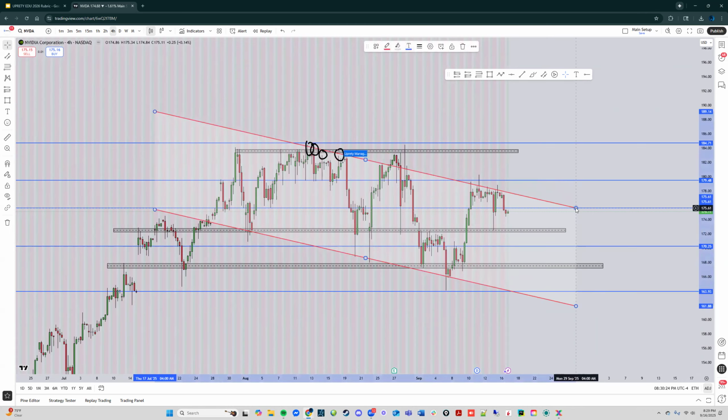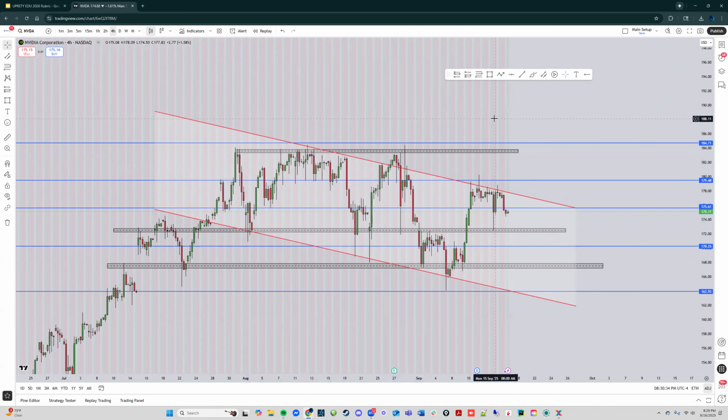And for me, as a rule of thumb, I like to get as many touches as I can, whether it's support, resistance, supply, demand, anything. The more touches for me, the better, because that level is either going to get stronger or weaker.